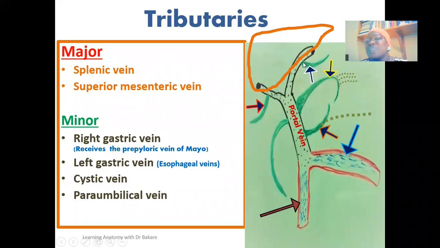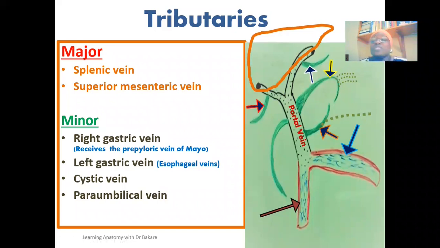And this is what drains into the portal vein, but the specific region of the portal vein that it drains into is the left branch of the portal vein, because we say that the portal vein, after its emergence and formation, will be dividing into the right branch and the left branch.